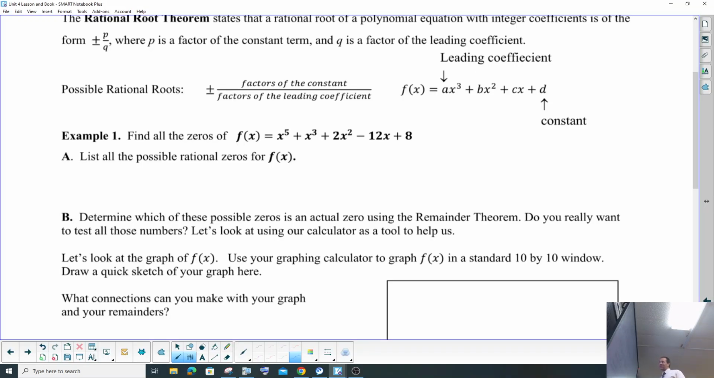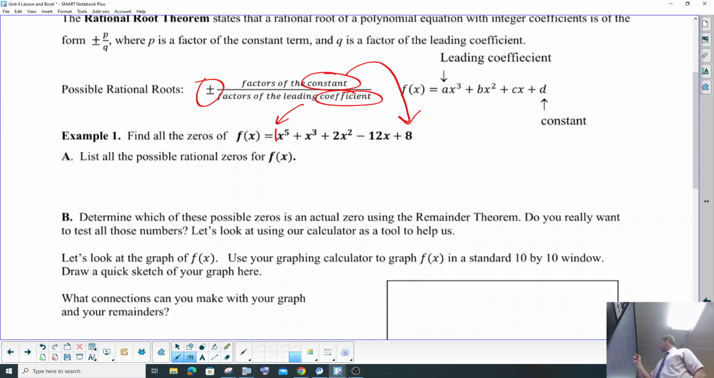So finishing 4.4 right now. We're actually going to jump to the notes for a second to remind you how to do this. I don't remember teaching this last year, so this is a good refresher for me. It's the factors of the constant divided by the factors of the leading coefficient, plus or minus. So the leading coefficient is a 1, and the constant is the number on the end, that's an 8. So list all possible rational zeros for f of x.